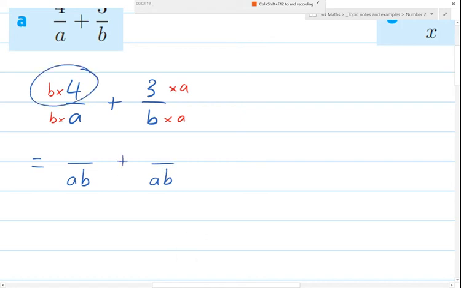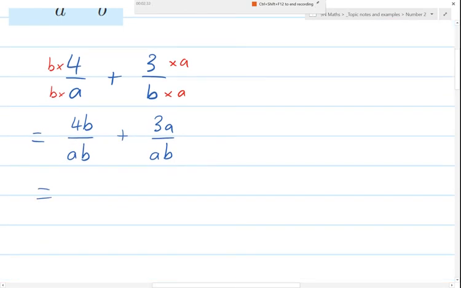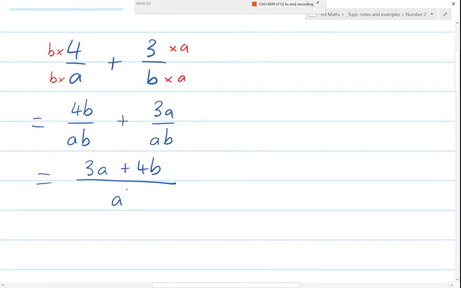On the top here we've got b times 4, which is 4b, and over here we've got 3 times a, which is 3a. Now that the bottoms are the same, we can add the tops together. 4b plus 3a, there's no way to combine it any further than to just say 3a plus 4b. The only reason I've written in that order is because it's alphabetical. And on the bottom we've got ab. So all I've done there is combine the top into one single fraction with one bottom part instead of having two bottom parts. And so that there is our final simplified fraction.